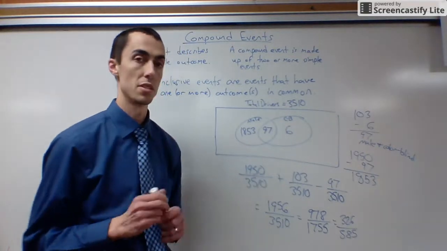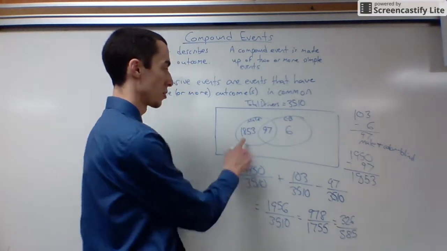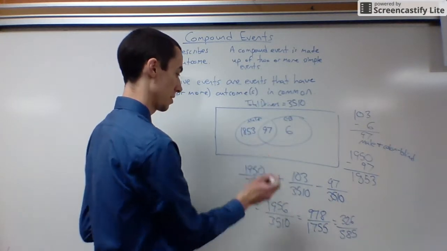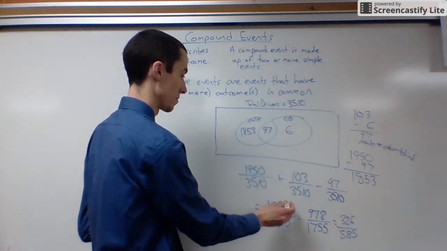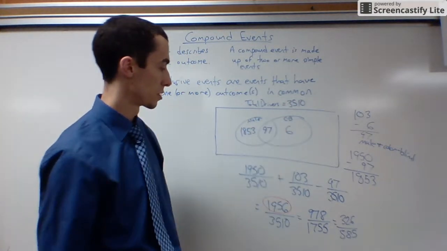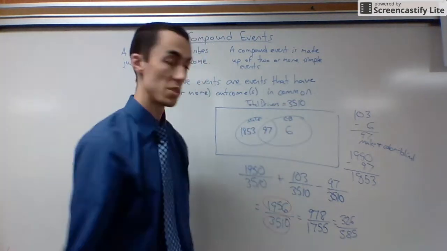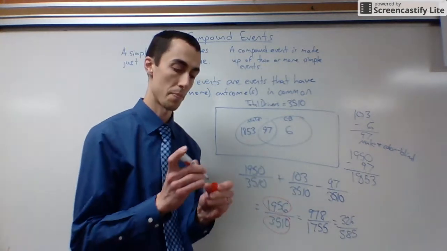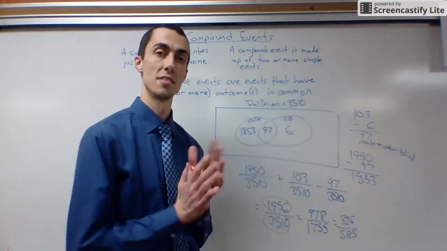If you did this using the Venn diagram, you could add these 3 numbers together, and that would get you 1,956 out of your total number of drivers, which was 3,510, and then you would simplify the same. All right, that's good.